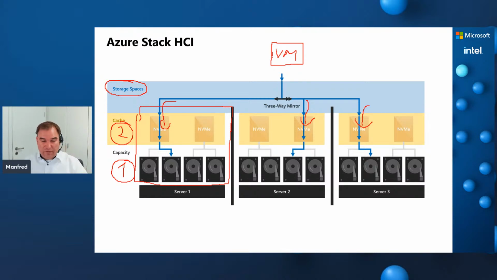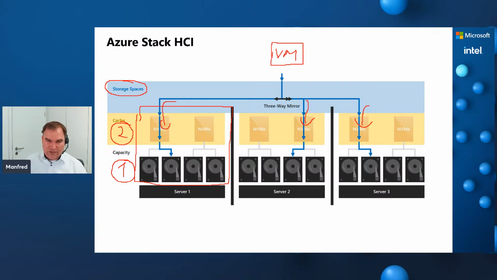In a two-node configuration, we have the two-way mirror. So we have one copy on server 1 and the second copy on server 2. Additionally, we have the nested two-way mirror. This means that we have a copy across the servers, and we have also a local copy. So this means that if one server fails, we can survive additional disk drive failures on the remaining servers.